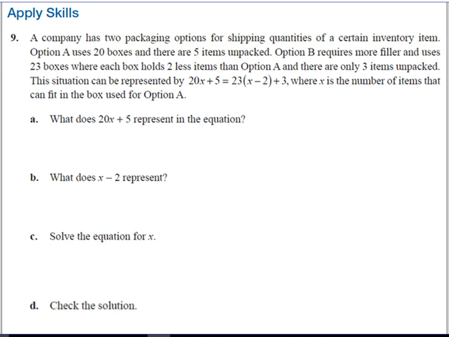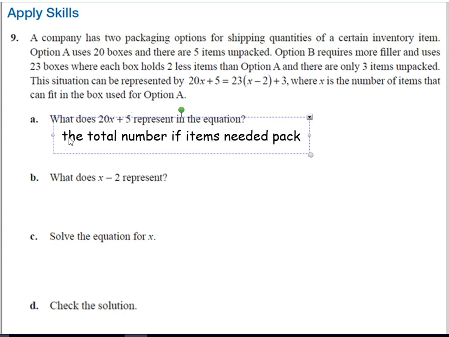So 20x plus 5 represents 20 boxes and there are 5 items unpacked. And each x, remember, represents the number of items that can fit in one box. So the expression 20x plus 5 represents the total number of items needing packing.